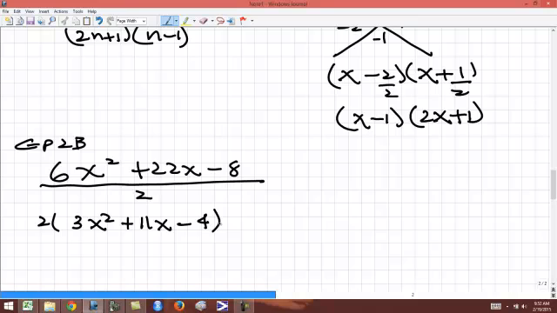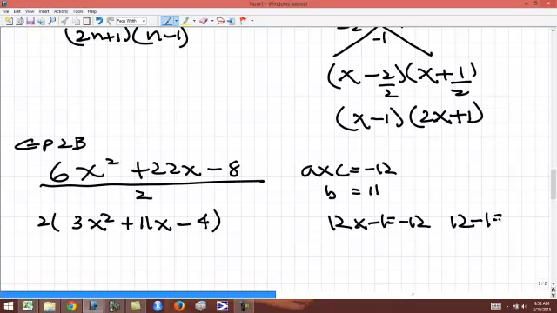The whole thing times 2, and we'll bring that in at the end. Okay, so we're looking for factor pairs. We got a times c is negative 12 and b equals 11. Now the third term's negative, so we're going to have to use a plus and a minus factors for negative 12. We're looking for factor pairs of negative 12 that combined equal 11. So 12 times negative 1 equals negative 12, and 12 minus 1 equals 11. So that's going to work real good.